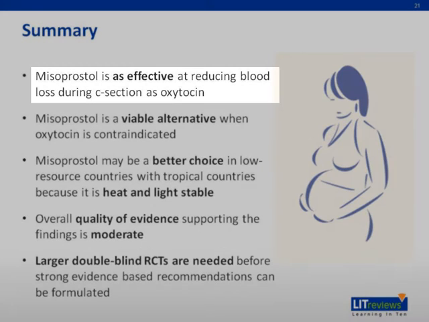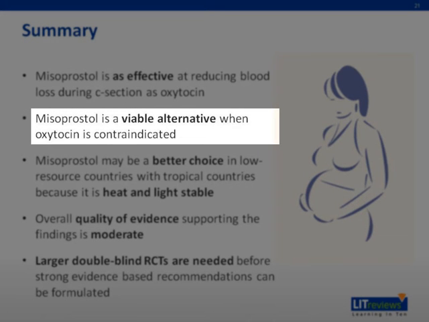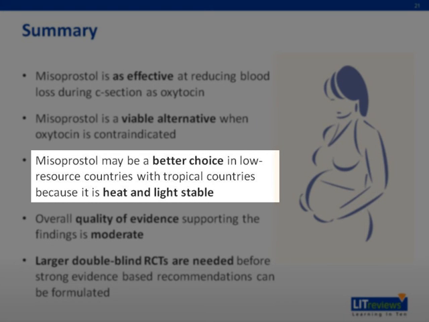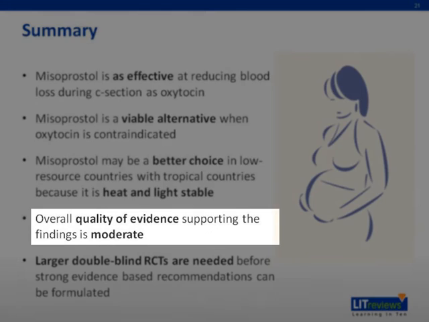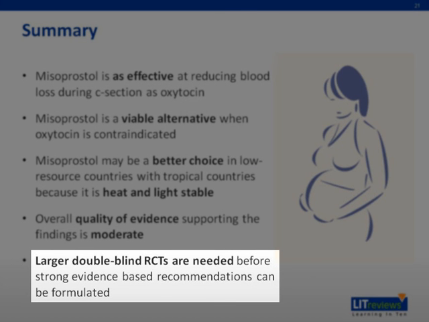In summary, misoprostol is as effective at reducing blood loss during cesarean section as oxytocin, and is a viable alternative when oxytocin is contraindicated. Due to its cost and stability, misoprostol may be a better choice in resource-poor countries. The quality of evidence supporting the findings is moderate. Therefore, larger, double-blind, randomized controlled trials are needed before strong evidence-based recommendations can be formulated.